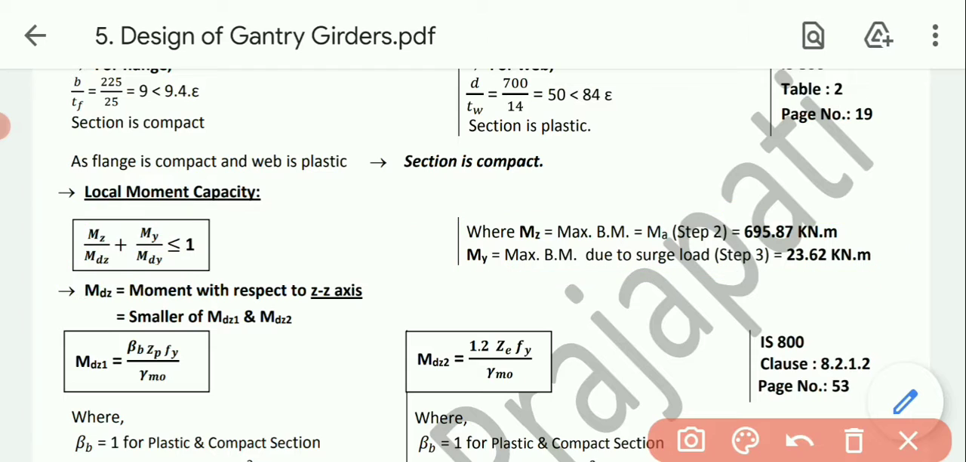Now for that we need to use two formulas from the code. Let me take you to the code.